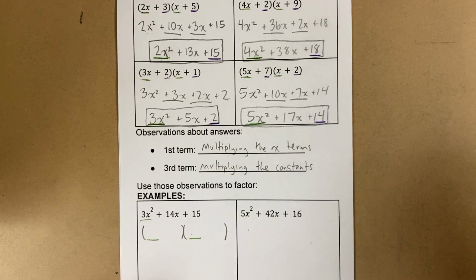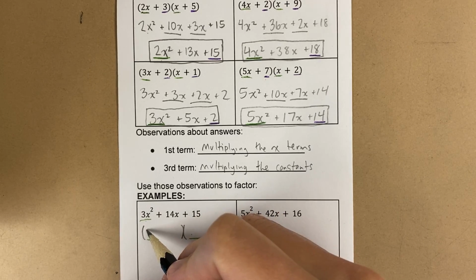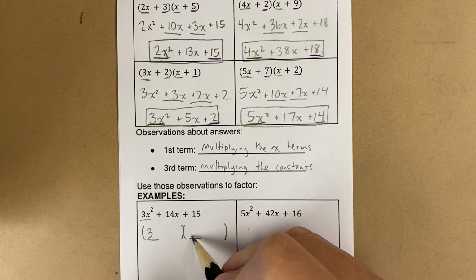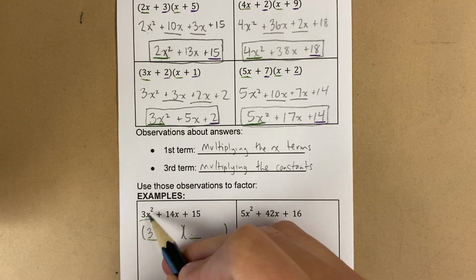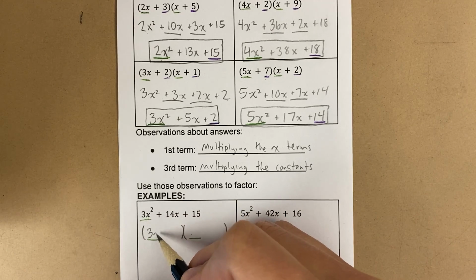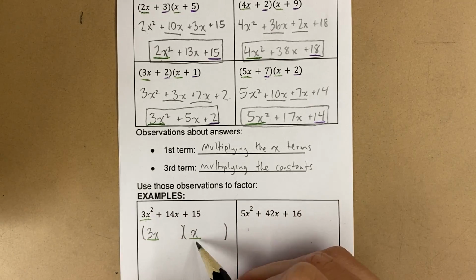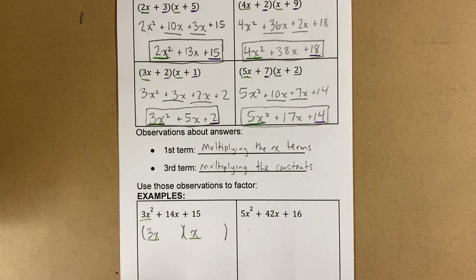Now, I know that to get 3, I can only multiply 3 times 1. 3 times 1, I'm not going to write the 1. And to get x squared, it's x times x. So I'm going to multiply 3x times x. 3x times x, that's going to get me 3x squared.